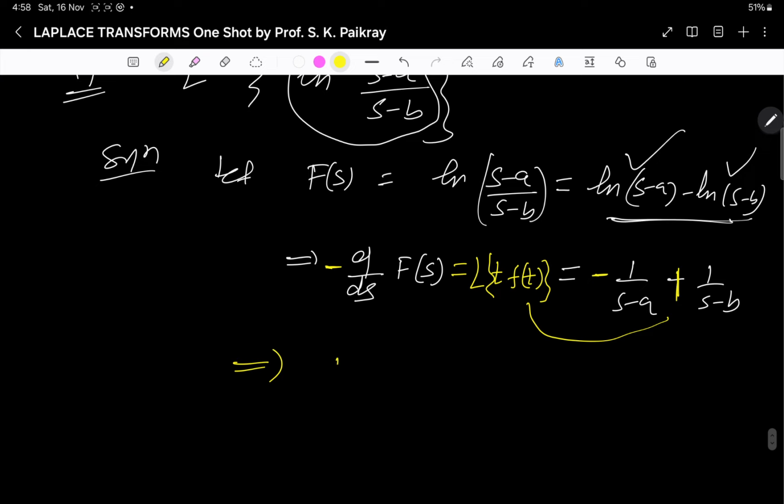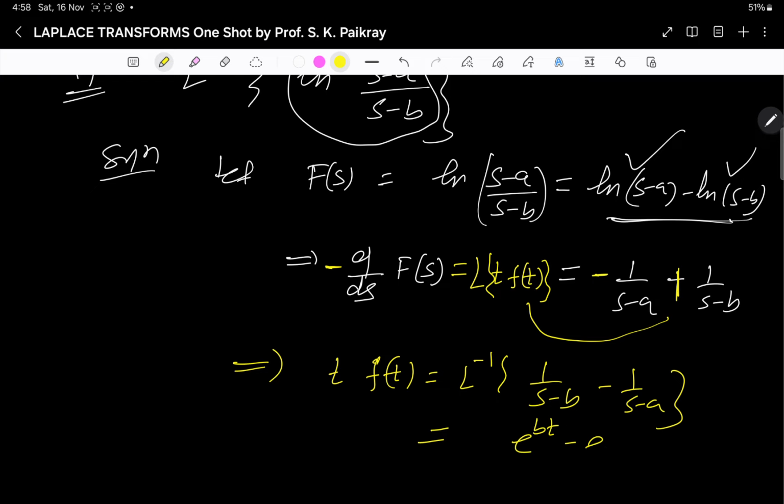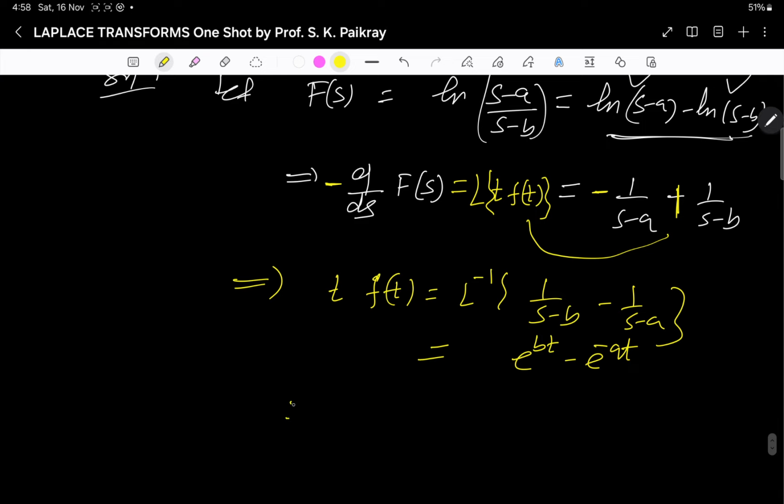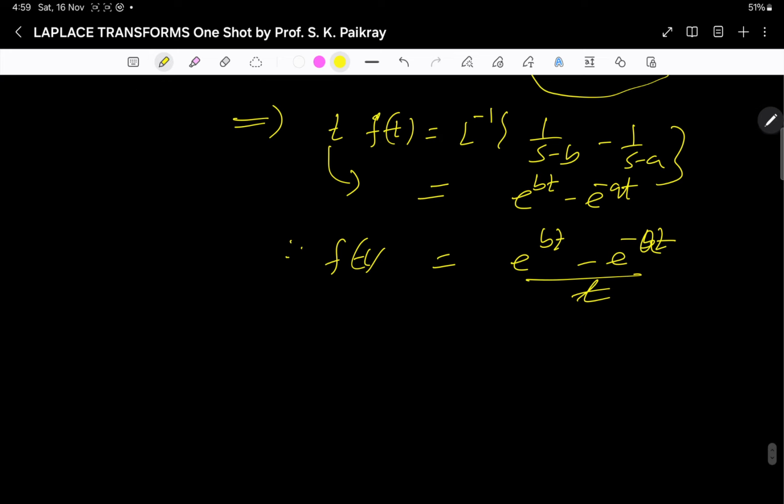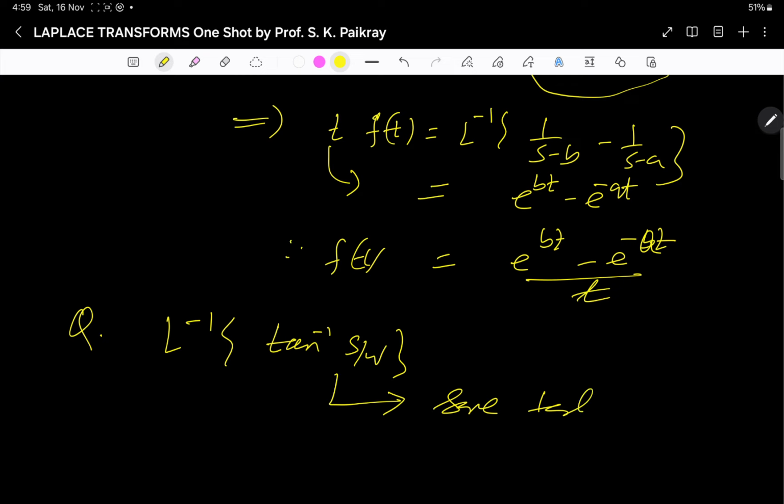So this implies, what is my t f(t)? My t f(t) is L inverse of 1 by (s minus b) minus 1 by (s minus a). So this is equal to e to the power bt minus e to the power at. So what is your f(t)? Therefore your f(t) is, you just divide by t here. So this is equal to (e to the power bt minus e to the power at) divided by t. Okay, similarly, if a question is asked to find the Laplace inverse of tan inverse (s by omega), you apply the same technique here, the derivative technique, differentiation.